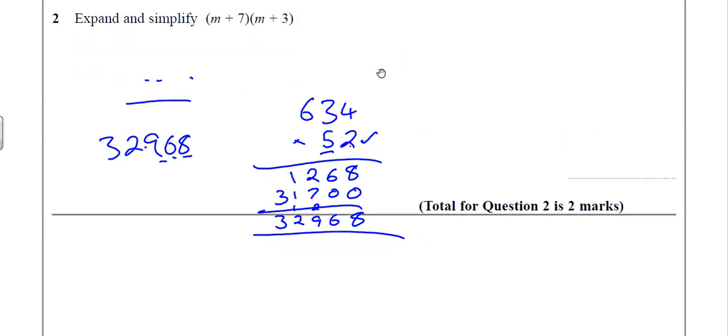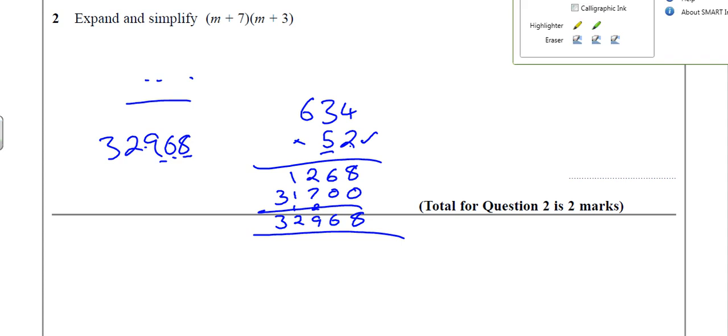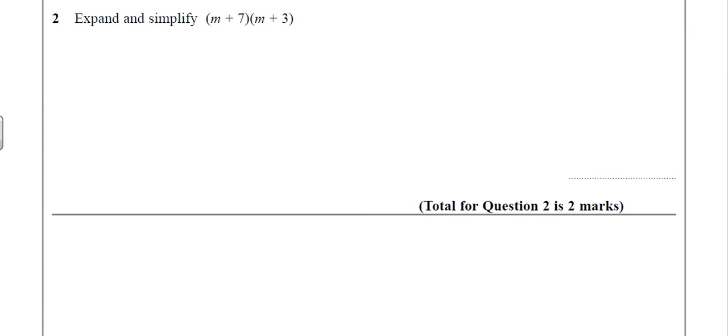The next thing we've got to be able to do, again relatively straightforward if you've done your revision for this, is multiplying out brackets. So if we do m times m, that's going to give us m squared. If we do 7 times 3, that's going to be plus 21. If we do the 7 times m, plus 7m, then we do m times 3, and we've got a nice smiley face there. So that m times 3, the mouth, is going to be 3m. That gets us 1 out of the 2 marks.